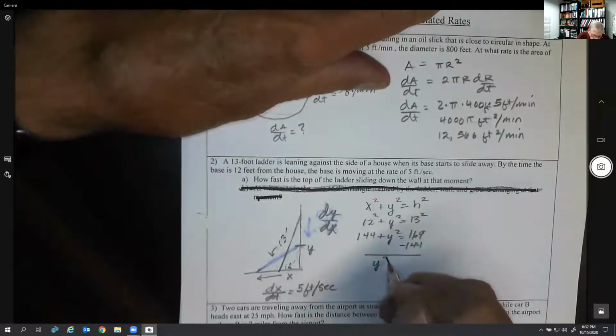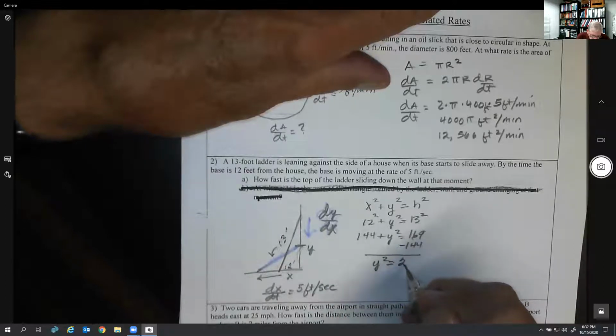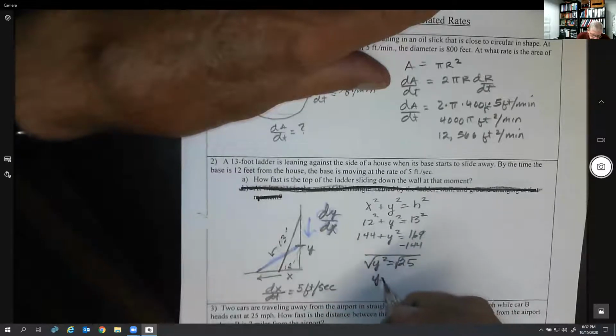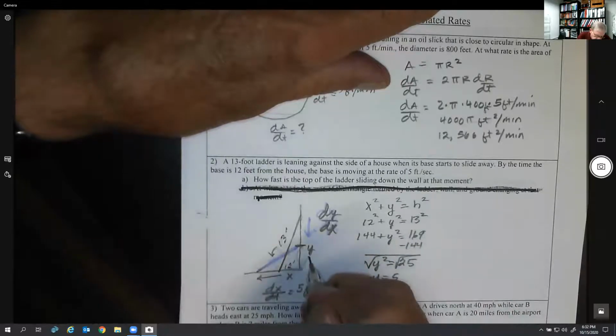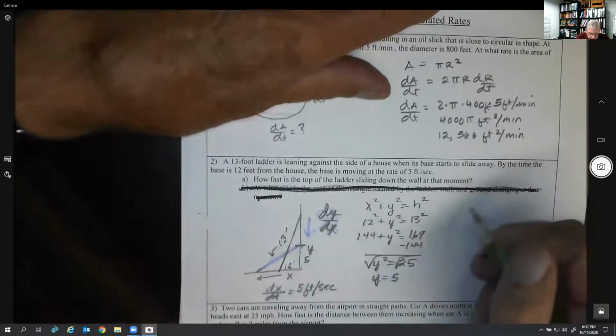So y squared equals 25. We take the square root. y is 5. So this distance right here now we know is 5. So now we're going to try to solve for dy/dx.